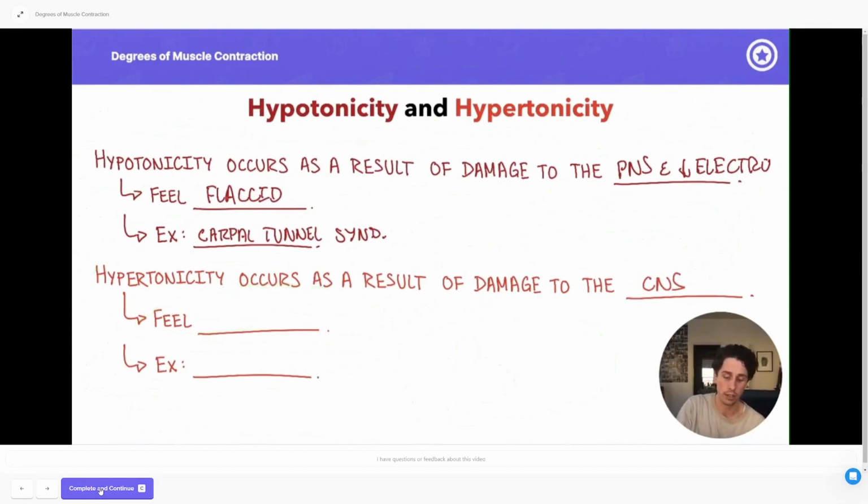And so let's go ahead and write that in. They're going to feel spastic and rigid. This makes sense because we're going to have more muscle tone than we're used to, and so we're going to have more of a rigid feel in those muscles. And like I said, an example of this would happen with a stroke.